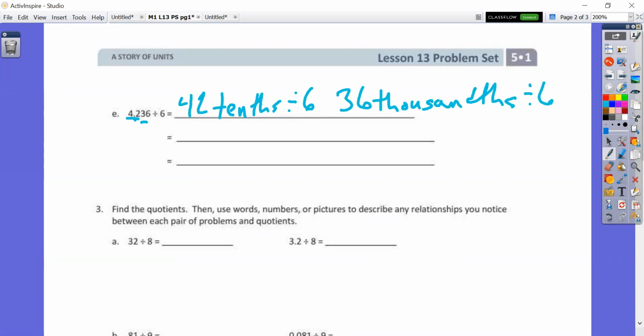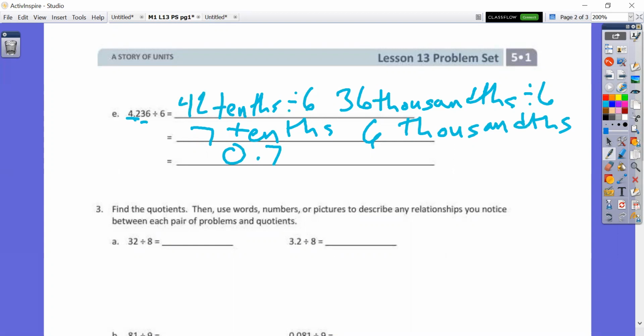So 42 tenths divided by six, well, that's 7 tenths. And then 36 divided by six, well, that would be six, and we keep our unit. So it's 6 thousandths. So 7 tenths would be 0.7. 6 thousandths, well, there would be zero in the hundredths place and six in the thousandths. So our answer would be 0.706. Great job. And then let's finish this strong and then do one or two of the word problems on the back page.